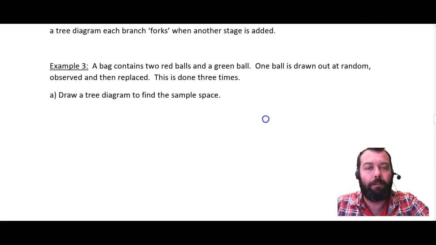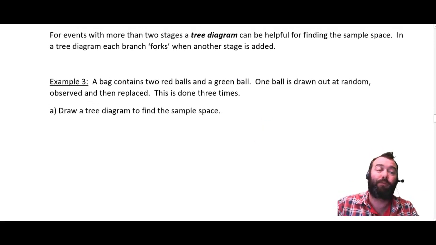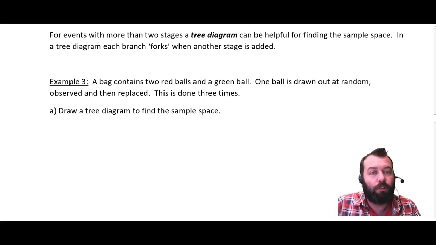Now, if I have perhaps something like a 3-stage or a 4-stage event, then my table stops working. My table only has 2 dimensions. It can only do the first and second stage. Now, we can use a tree diagram instead. And every time there's an extra stage, we fork each of the branches. Let's see how this goes.